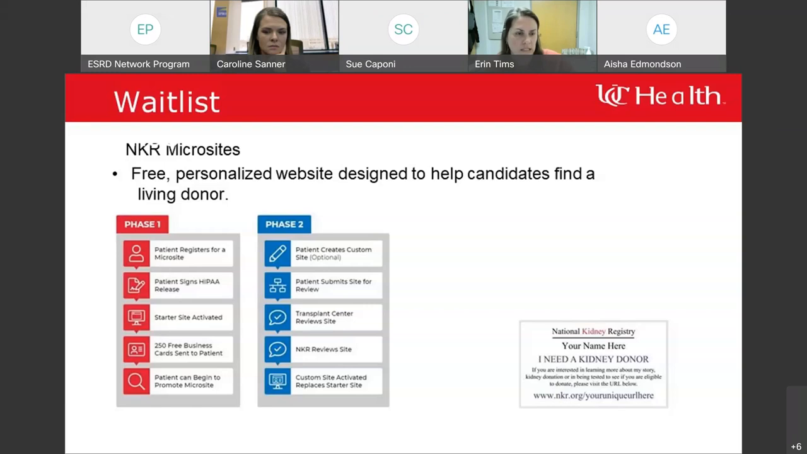You get registered, you sign the HIPAA, just so you're aware that you are sharing your information. Once you get a starter site activated, you're sent a National Kidney Registry business card, which is in the lower right hand corner. It would have your specific URL, and you'd be able to hand those out, and it would take you to this site. So if you go to the next slide.